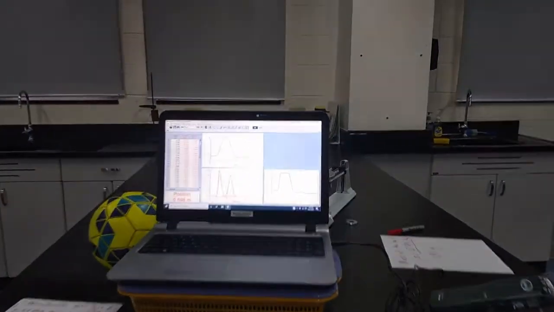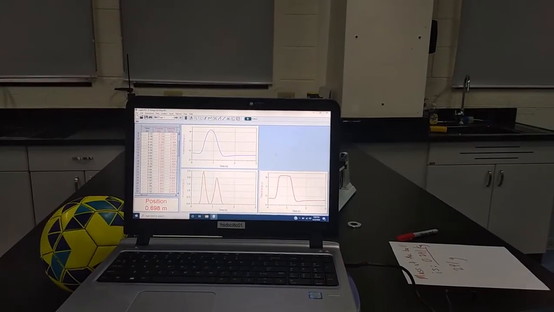We're going to go ahead and put up a screenshot of this, which I have adjusted the axes so it's much easier to see what's happening.